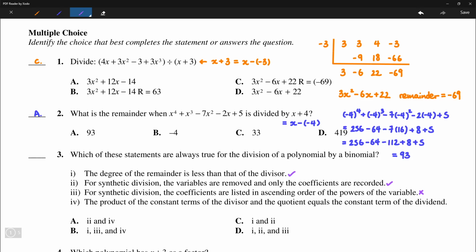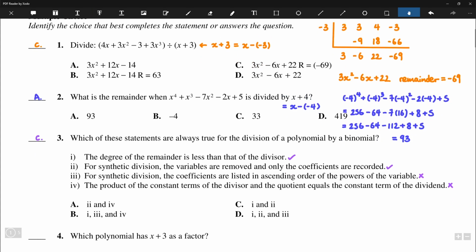And then, the product of the constant terms of the divisor and quotient equals the constant term of the dividend. That is not always true. If there's a remainder with a constant term, then that statement is not true. So for number 3, the choice is C.